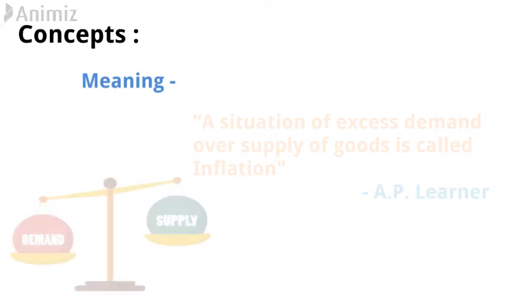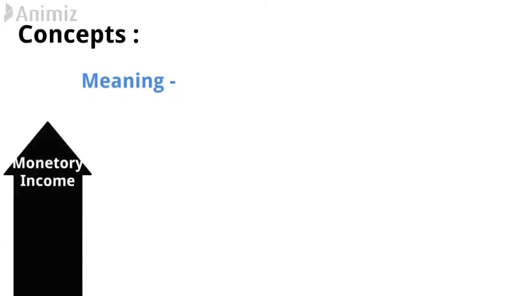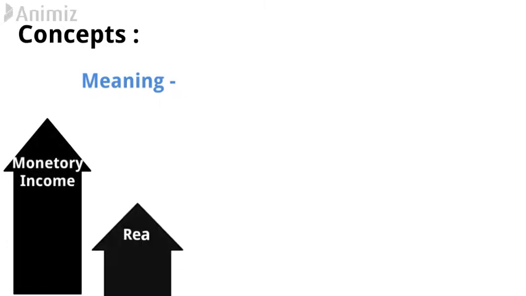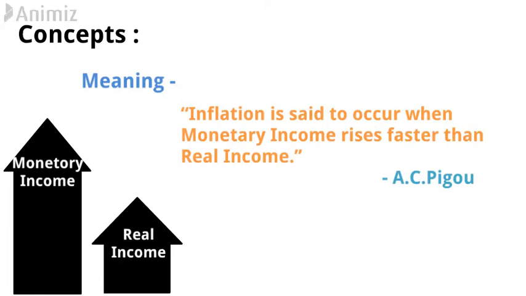And apart from that, when the income of a person increases, but his purchasing power does not increase, then inflation will take place. That's why, according to A.C. Pigou, inflation is said to occur when monetary income rises faster than real income.